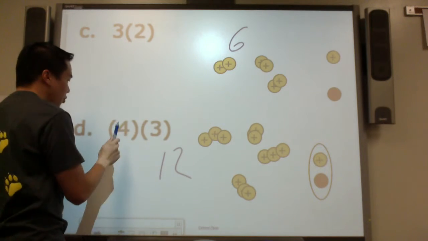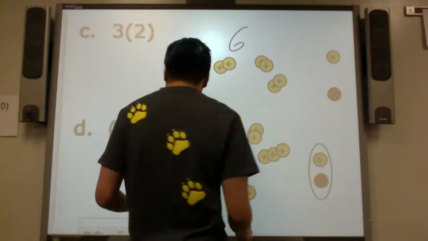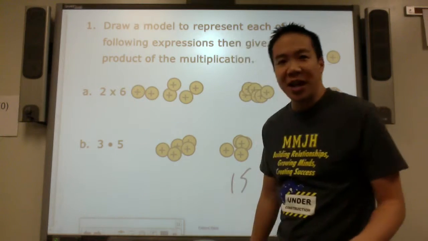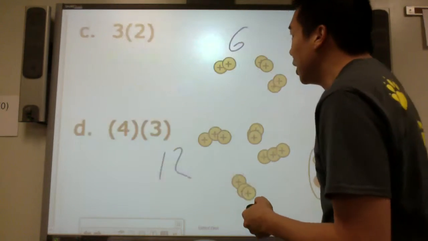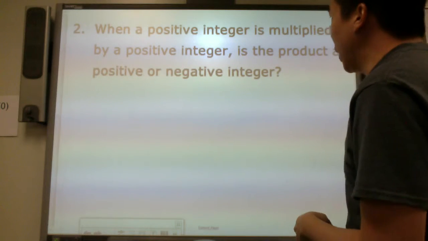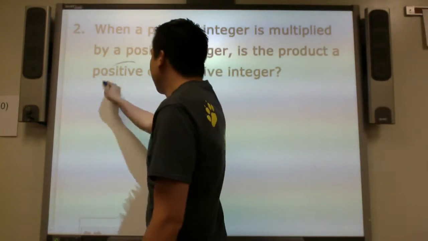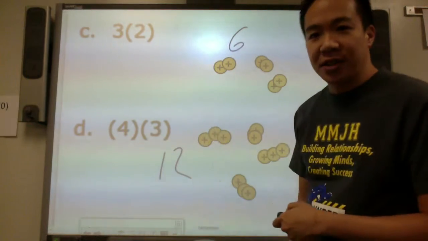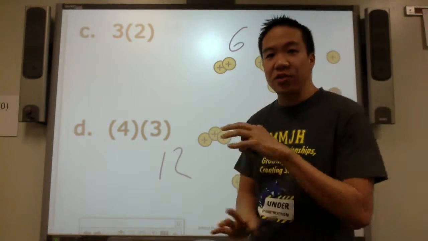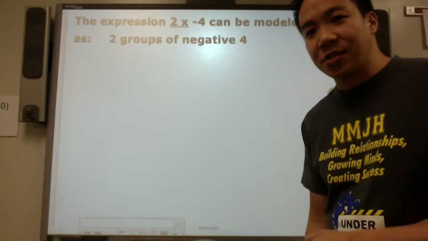So these parentheses mean groups of: 3 groups of 2, 4 groups of 3. This little dot is a multiplication dot. So when a positive number is multiplied by a positive number, the product is positive. You learned this since third grade. This is nothing new. Now, let's get to sixth grade.